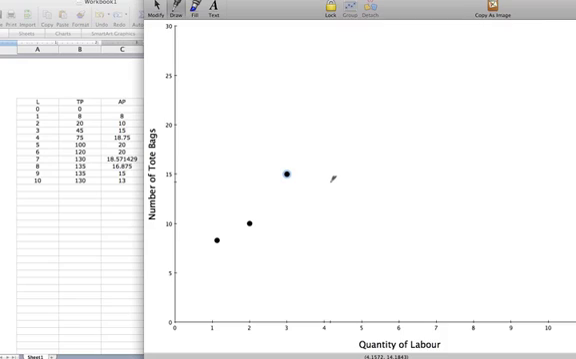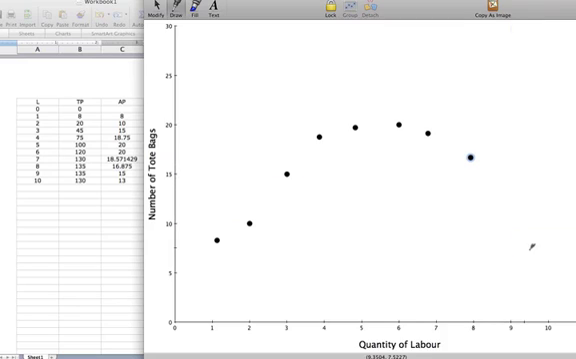When we have 4 units of labor, our average product is 18.75. When we have 5 units of labor, our average product is 20. When we have 6 units of labor, our average product is also 20. When we have 7 units of labor, our average product is 18.57. When we have 8 units of labor, it's 16.87.